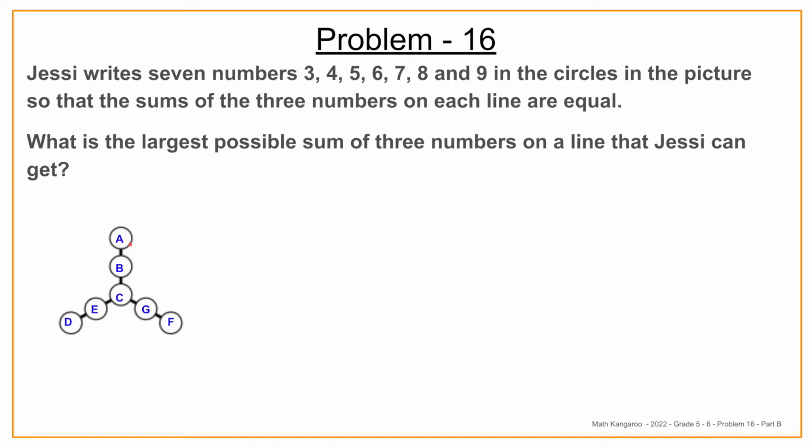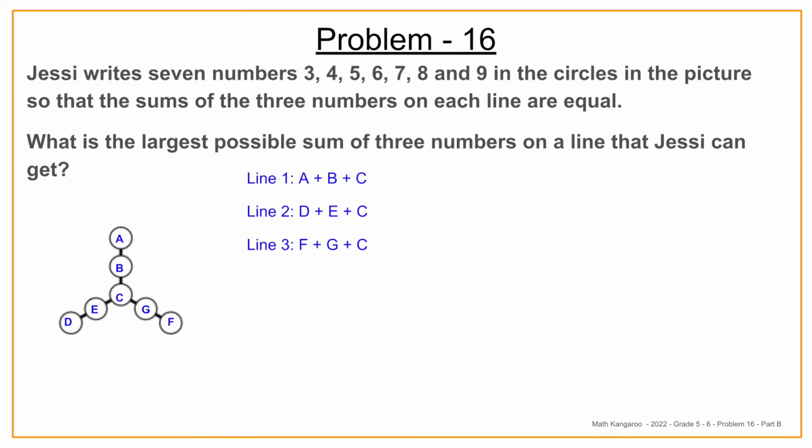So we name this circle A, B, C, D, E, C and F, G, C. And these all need to be the same. So we have 3 lines in here. We have line 1, A, B, C, line 2, D, E, C and line 3, F, G, C.